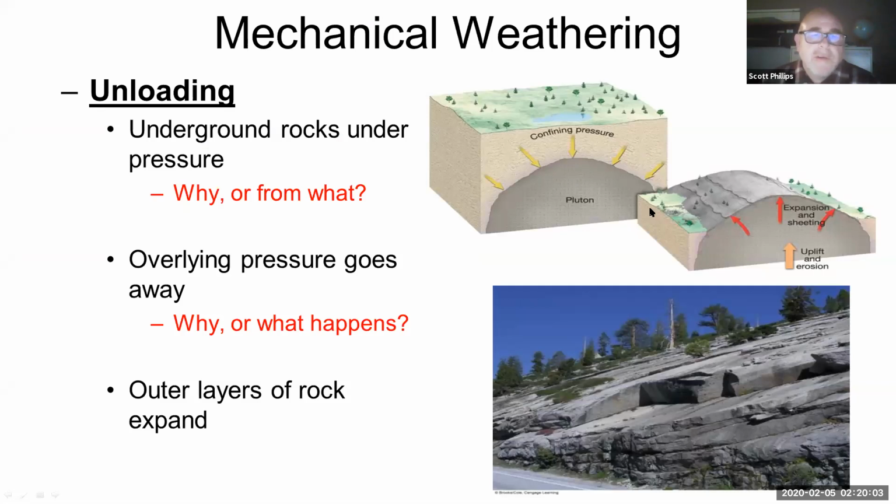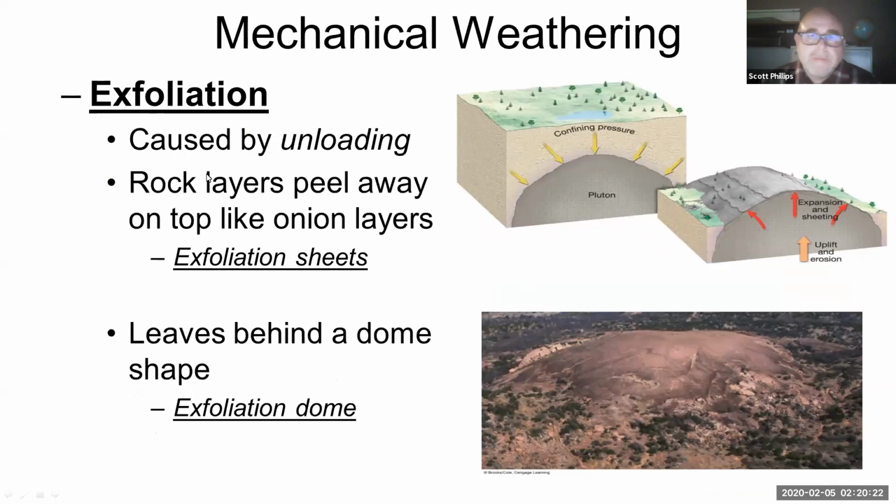So again, you have underground rocks under pressure because at one time they were buried underneath the ground. And then as erosion removes the material from on top of them, that takes the pressure away. The outer layers of the rock will expand, and that leads to another process called exfoliation. In the video, the lady used the deck of cards to illustrate how rocks in Yosemite are cracking and falling. So unloading will cause what's called exfoliation, where rock layers will peel away like the layers of an onion, and they leave behind a dome shape called an exfoliation dome.